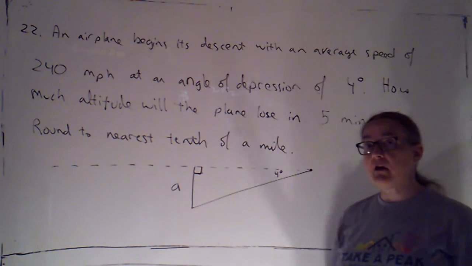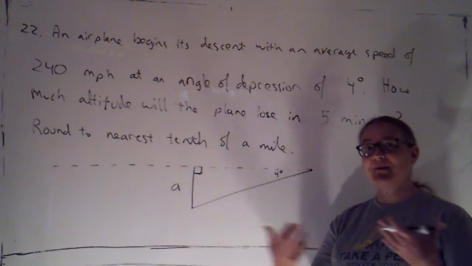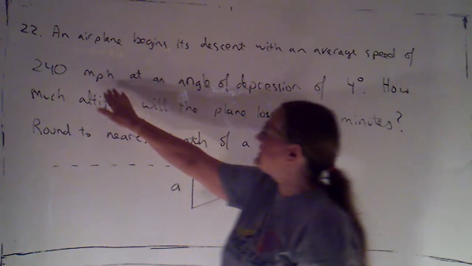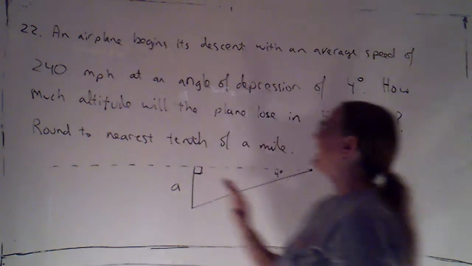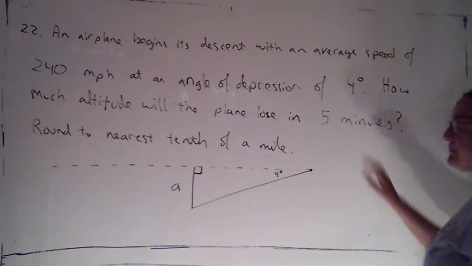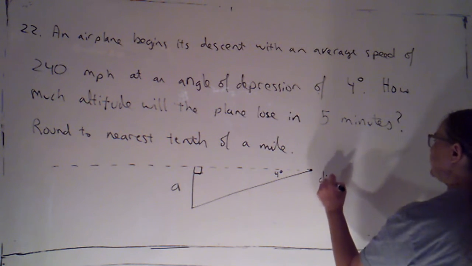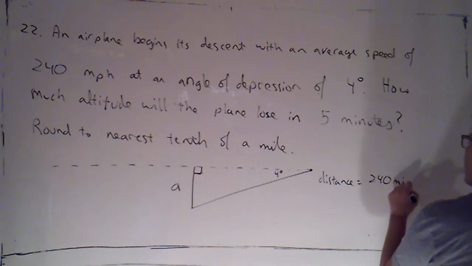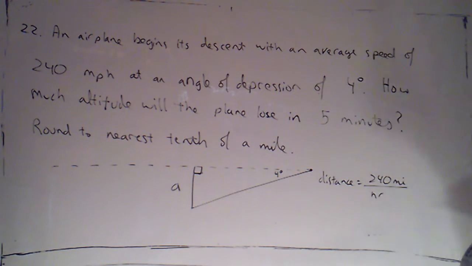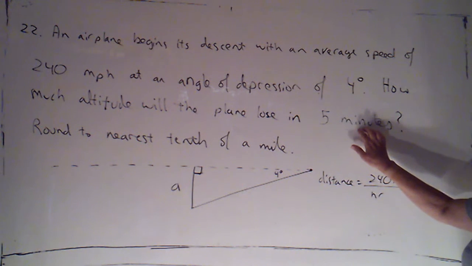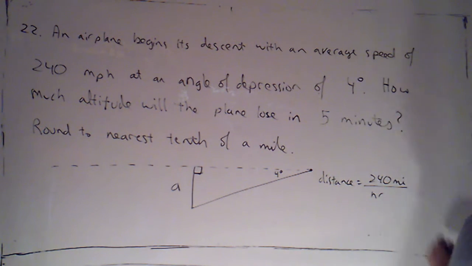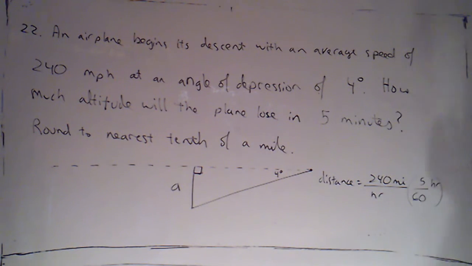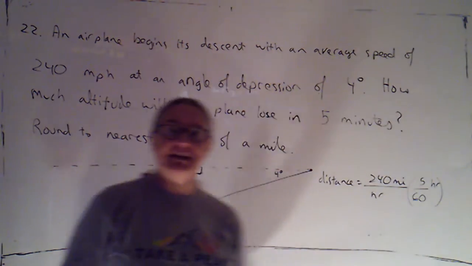Now I know I can calculate a distance as a rate times a time. I'm just going to have to be a little bit careful about the units here because this is miles per hour and this is time in minutes. But I can say my distance is going to be 240 miles per hour. And 5 minutes, I could view that as 5/60ths of an hour, because there are 60 minutes in an hour.